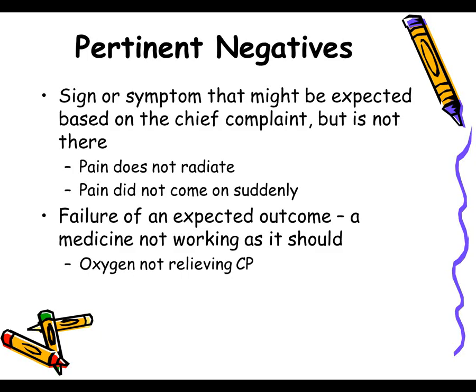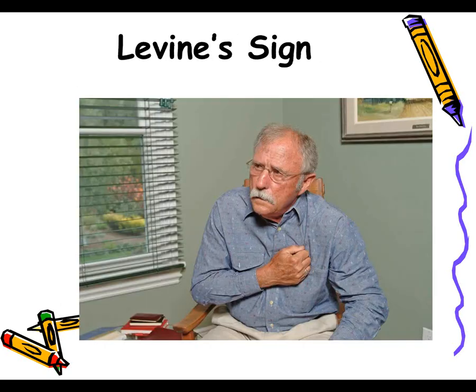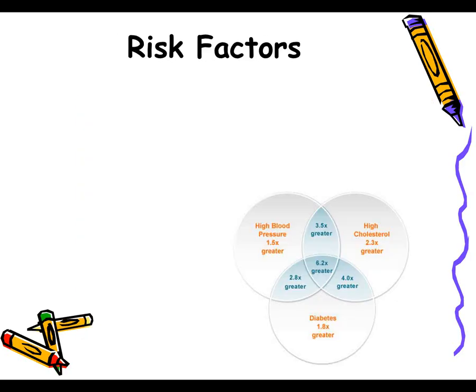So oxygen not relieving the chest pain, nitroglycerin not relieving the chest pain would be pertinent negatives as well. And they help support your diagnosis, and more importantly, they suggest that you considered these things. Now, one other thing you might see in a person having heart-related chest discomfort is something called Levine sign. If they're clutching their chest, squeezing their chest over their heart, that's called Levine sign, and it may be indicative of heart-related chest discomfort.